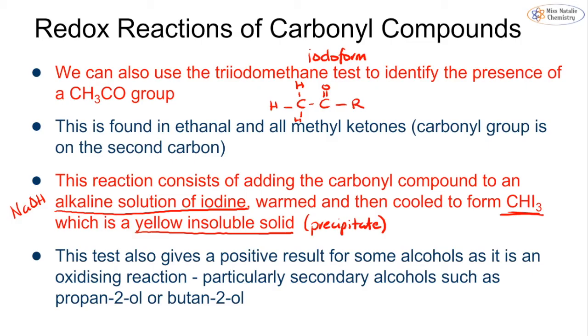The only problem with this particular test is it also gives us a positive result for some specific alcohols, because it's actually an oxidizing reaction. So particularly secondary alcohols, propan-2-ol and butan-2-ol, both of these would be oxidized to the ketone, which would then give us a false positive. So we do need to be aware with this test that it is not the most accurate. It is a potential test, but we're probably better to use the Tollens, Fehling's or Benedict's, but you do need to be aware that this can come up in the exam.